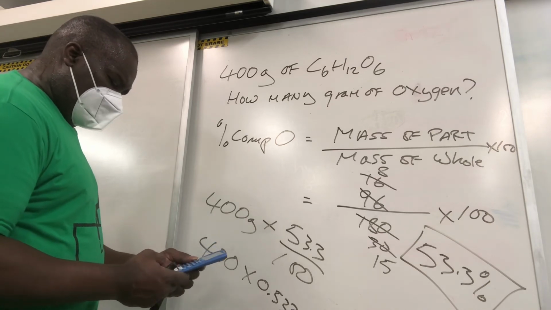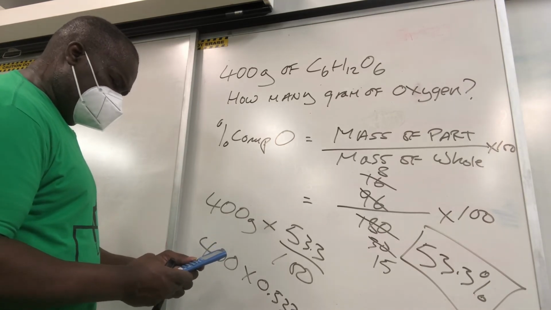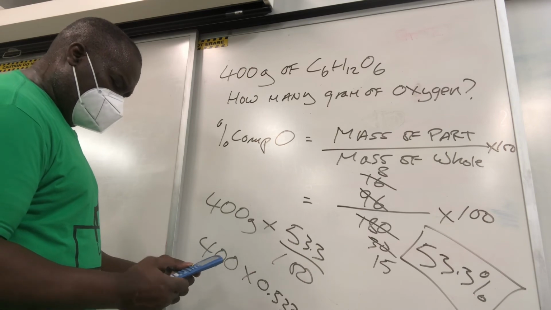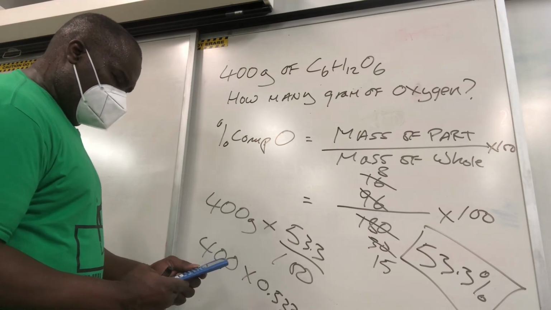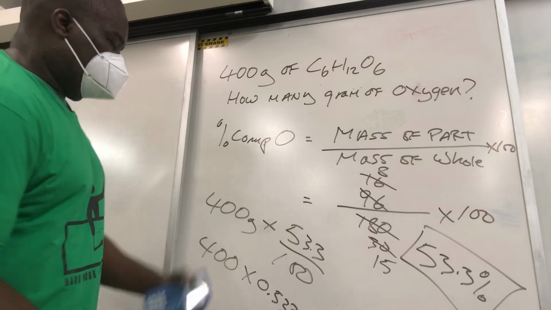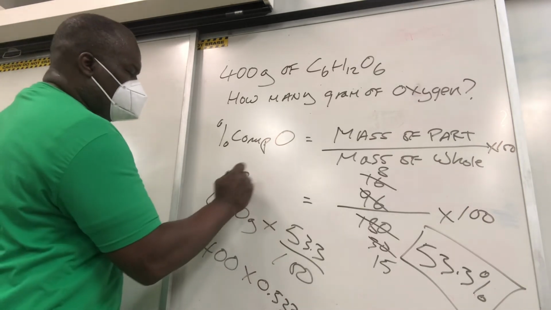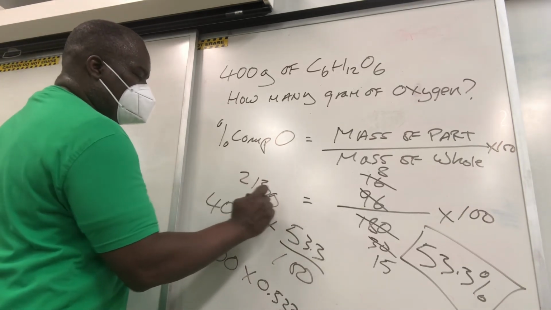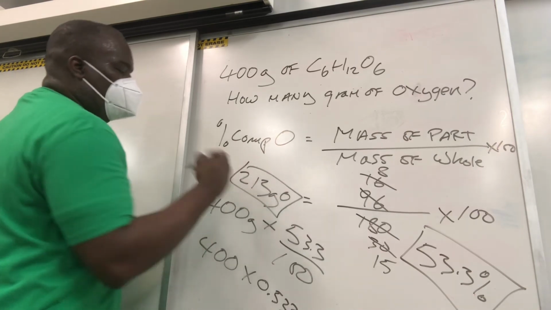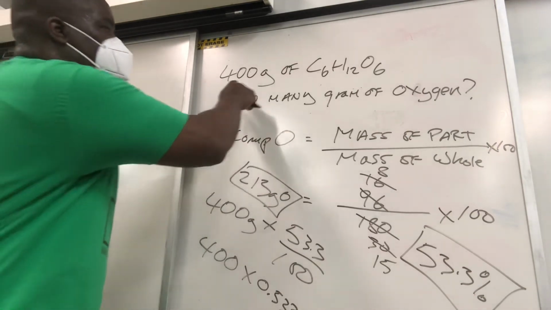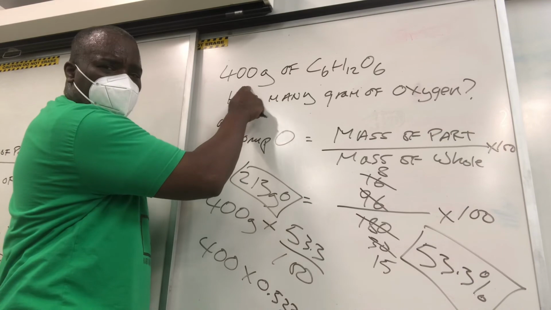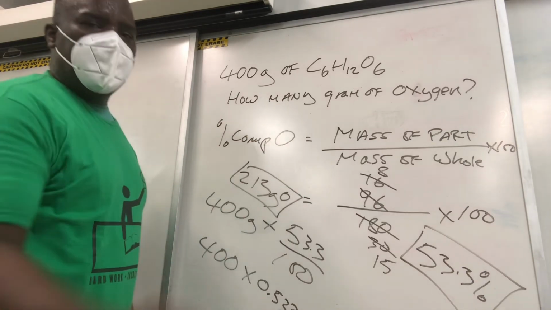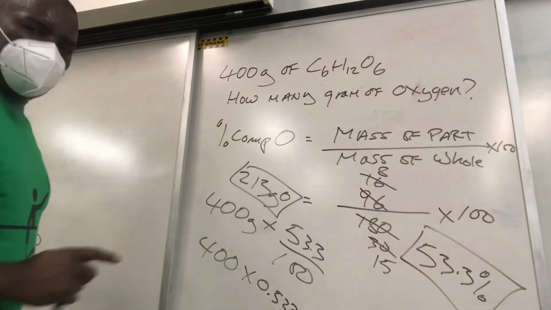So you've got 400 times 0.533, which equals 213.2. So what we just did was calculate the mass of oxygen that will be in 400 grams of glucose, taking advantage of percent composition.